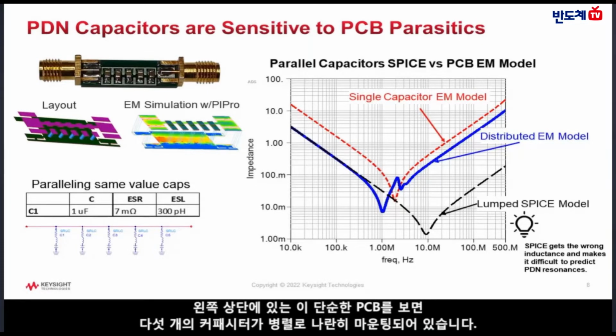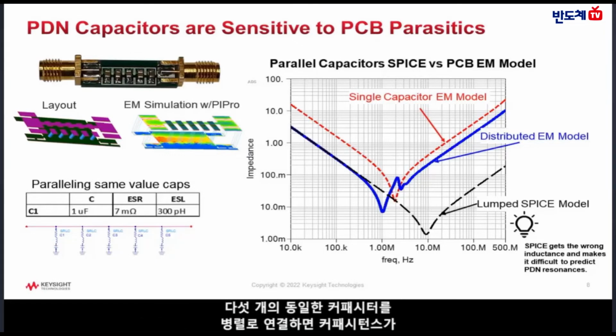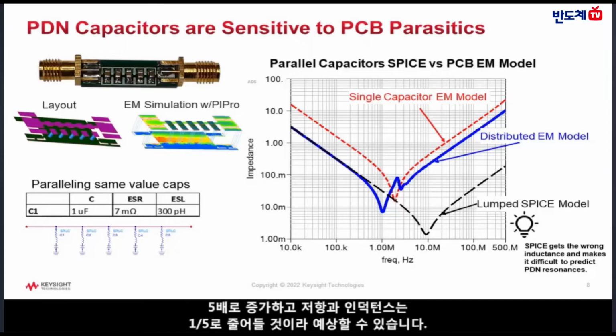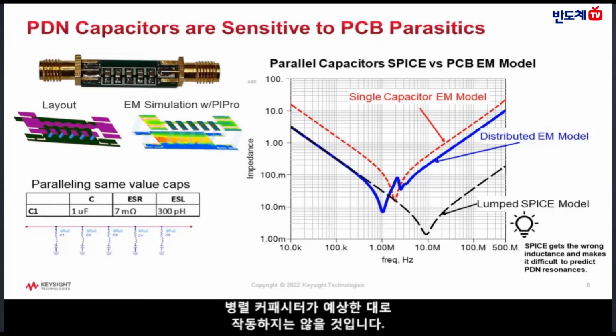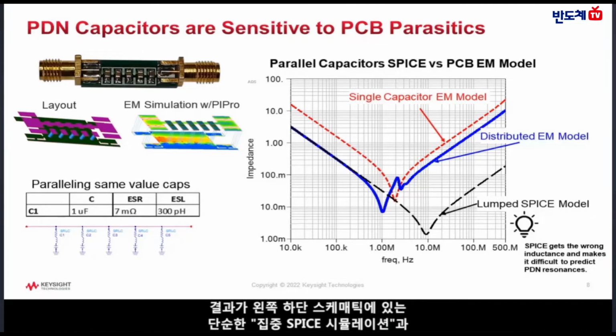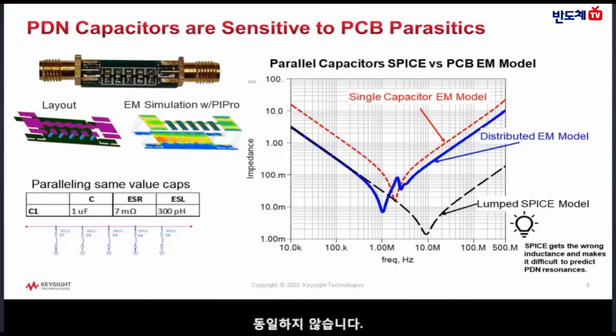This simple PCB in the top left has 5 side-by-side capacitors mounted in parallel. You might expect that paralleling 5 identical capacitors will result in 5 times the capacitance with 1/5 the resistance and inductance. But due to small parasitic inductance in the circuit board, the parallel capacitors will not necessarily act the way you expect. The EM simulation shows that while the capacitance is 5 times greater, the resistance and inductance are only half of what is expected, and the results are not the same as a simple lumped SPICE simulation, shown in the schematic on the bottom left.